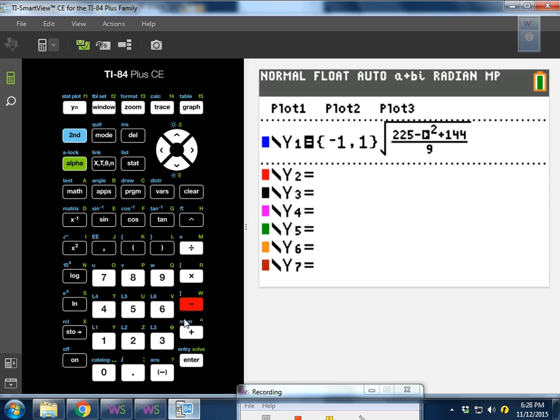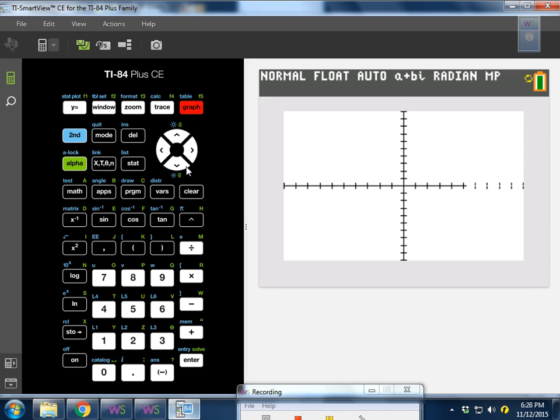minus 9x squared. And I need to take off that 144. And this is all over 25. And then I'm ready to graph. So again, it will graph the negative and then the positive.